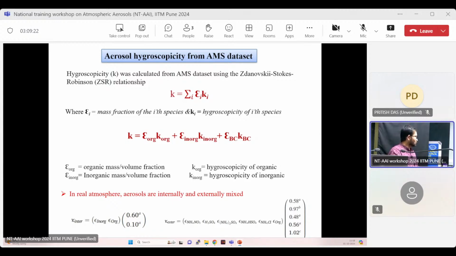But most of the time, aerosol particles are externally mixed, sticking to each other. Suppose you have dust and black carbon, they will stick to each other from the outside. They won't be mixed together. Either they'll be in the form of coating or something else, but it won't be mixed.